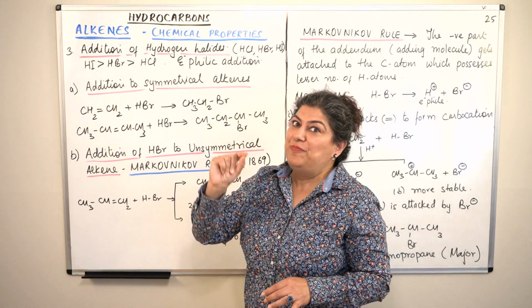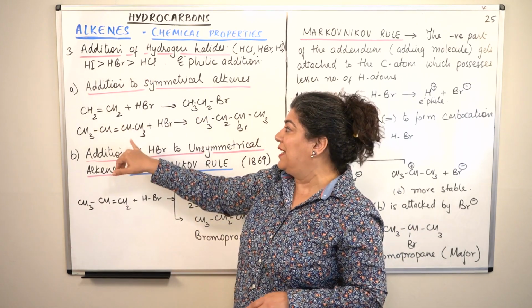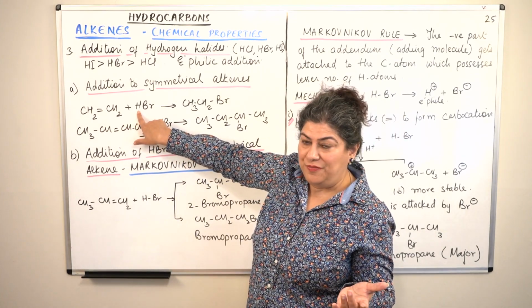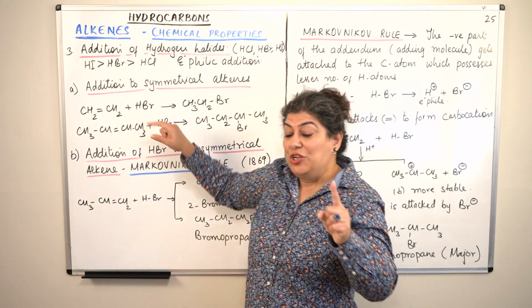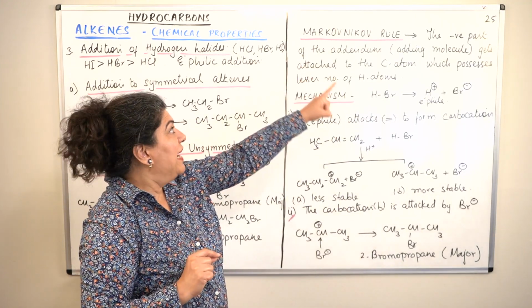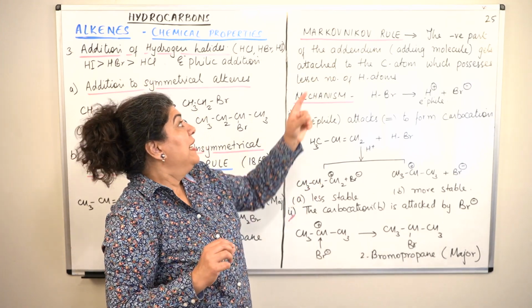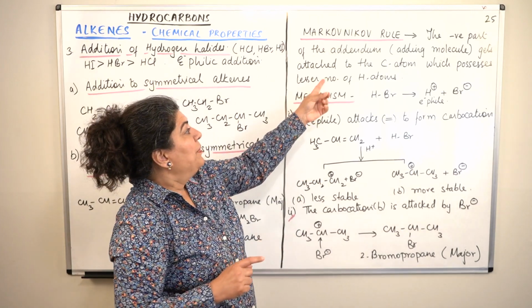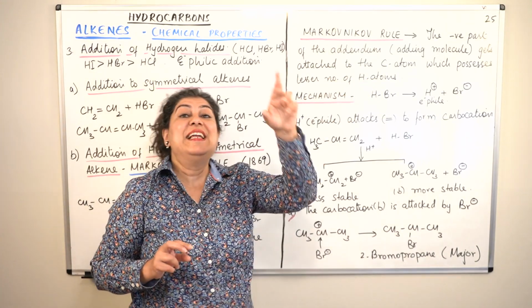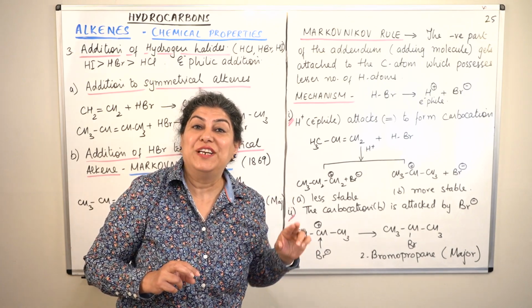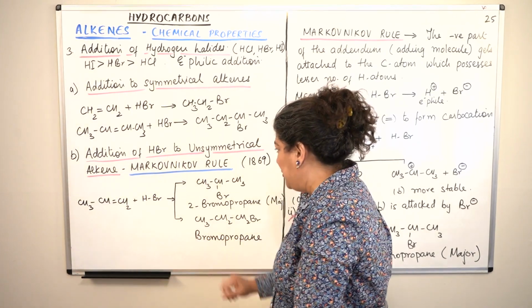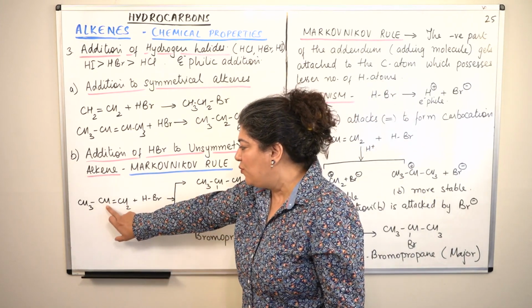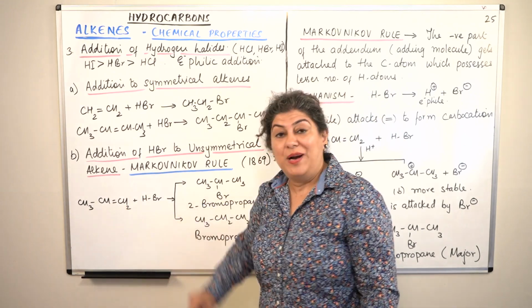So the negative part of the addendum, which one would it be in the case of HBr? The positive part is H positive and the negative part is Br negative. So the negative part of the addendum, that is the adding molecule, gets attached to that carbon atom of the double bond which possesses the lesser number of hydrogen atoms. Look at this now. Which one has the lesser number of hydrogen atoms? This carbon has 1 hydrogen and this carbon has 2 hydrogens.